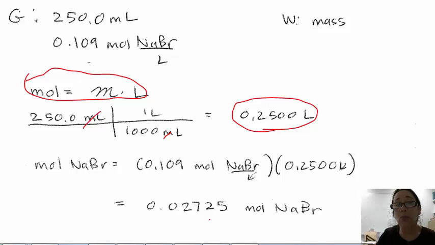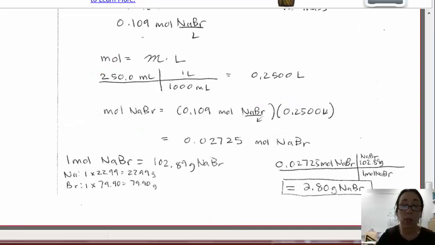Okay, great. Now, I'm almost there. I just have to convert my moles to grams. So we know the conversion factor between moles and grams is molar mass. Over here in this corner, I've calculated the molar mass. To calculate the molar mass, we need a periodic table, and we need the formula. If I look on the periodic table, I see that 1 mole of sodium has a mass of 22.99 grams, and 1 mole of bromine has a mass of 79.90 grams. I add those two together, and I get 102.89 grams as the molar mass of sodium bromide. 1 mole of sodium bromide is equal to 102.89 grams.